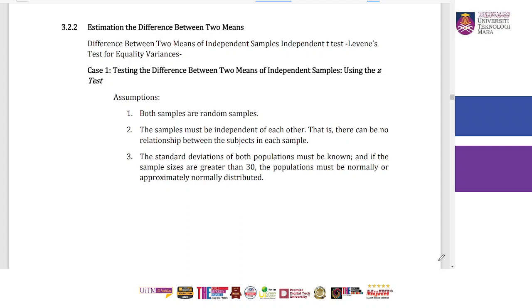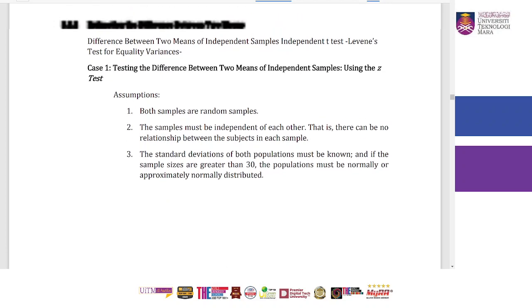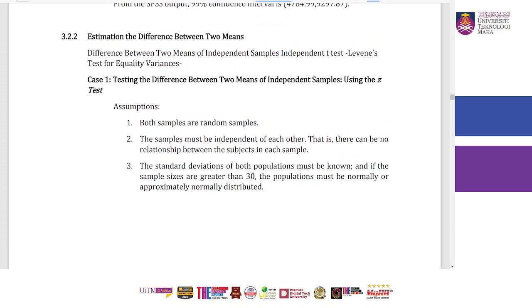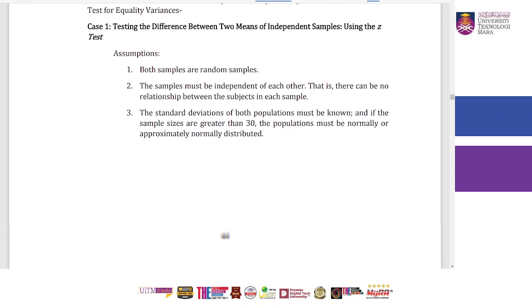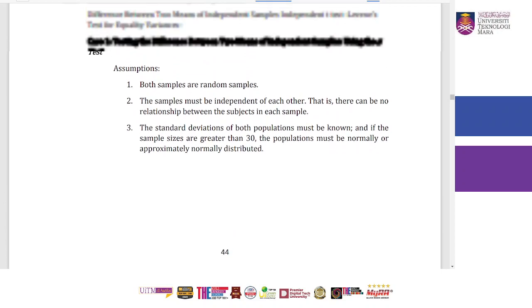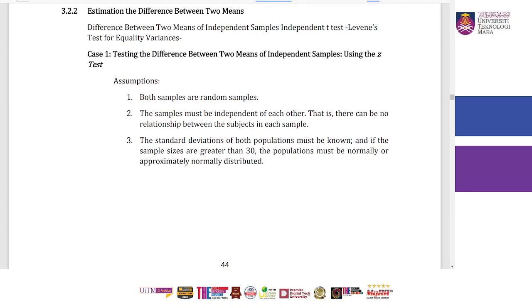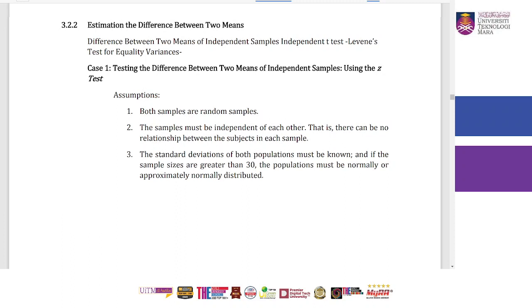So the next thing yang kita nak lihat kat sini adalah the estimation of the difference between two means. So yang ni pun sama juga, ada beberapa case yang you all perlu lihat. So yang pertama kita dah testing the difference between two means independent sample using Z test. Okay, so dia punya assumption lah. So tak ada beza sangat yang sebelum ni, cuma sekarang ni berbeza sedikit sahaja dari segi dia punya formula.